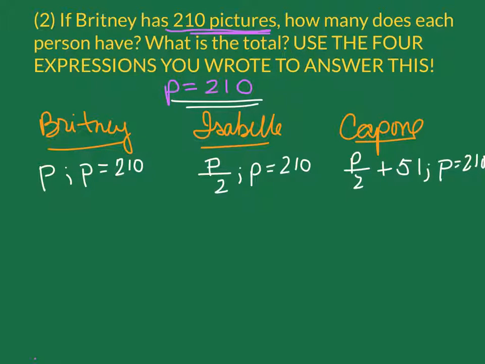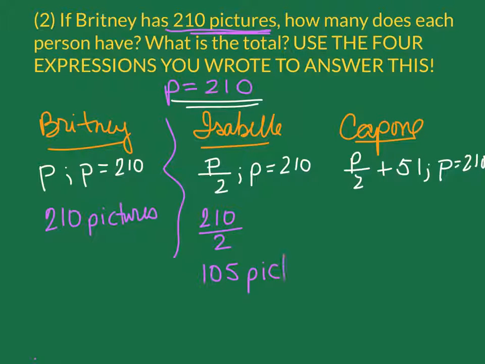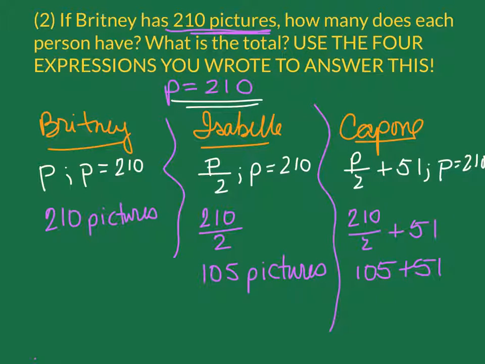And now I'm going to substitute in. So Brittany is simply P, so that's 210 pictures. Next is Isabel, which is 210 divided by 2. Half of 200 is 100, half of 10 is 5, so that's 105 pictures. And then Capone, I substitute in for the P, and I've got 210 divided by 2 plus 51. I know 210 divided by 2 is 105, plus 51 is 156 pictures.